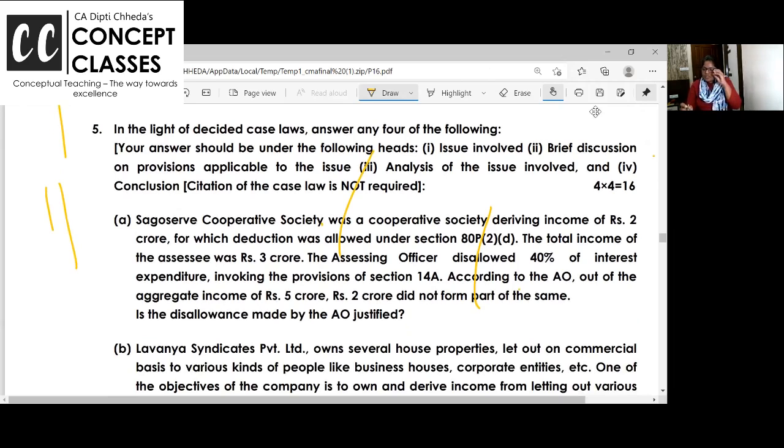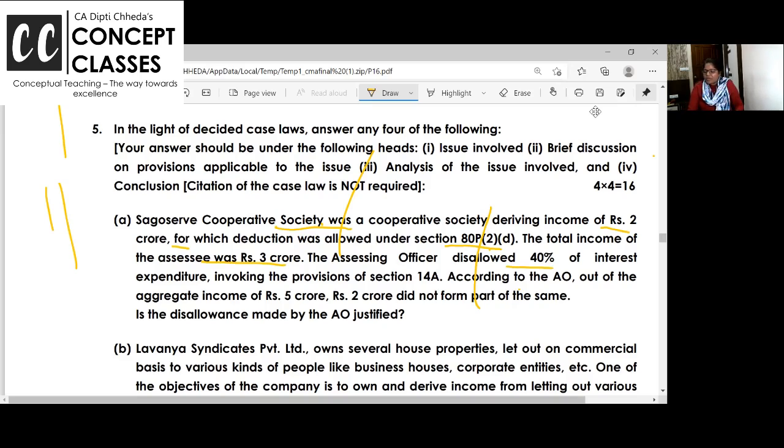In the light of decisions, I hope now I can skip this part. And the next one is a cooperative society deriving income of 2 crores for which deduction was allowed under 80P. This is also a very interesting one, asked I think 3 to 4 times. Please note down the employee tip one and this section 14A that I have been discussing. The cooperative society shows 2 crore income for which deduction was allowed under section 80P. The total income of the society was 3 crore.